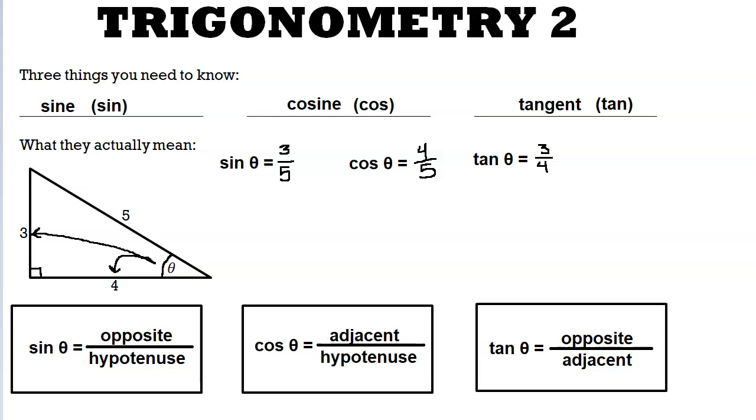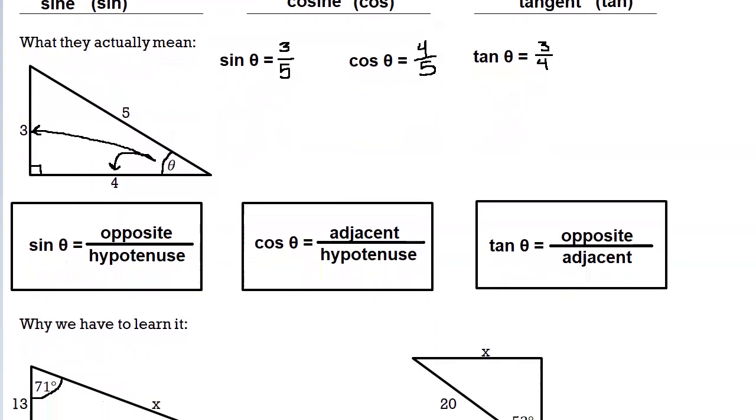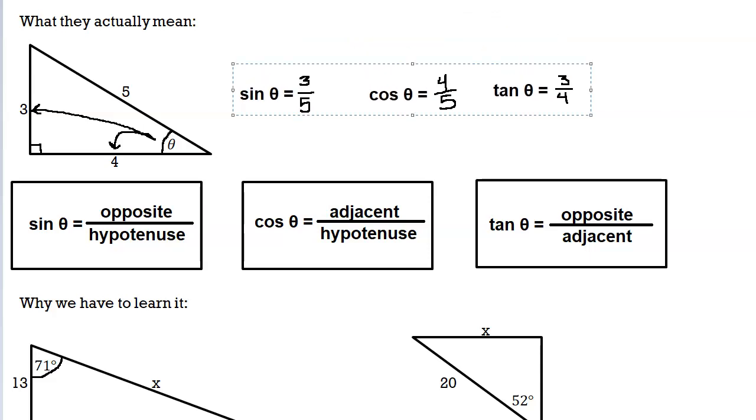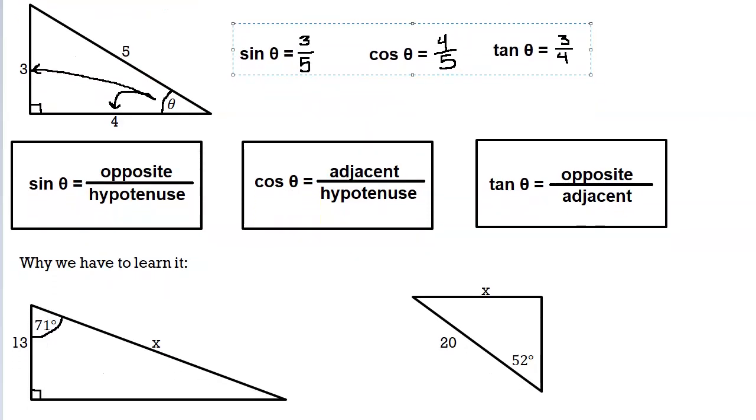All right, now why do we have to learn this stuff? What does this actually have to do with anything? Well, again, the Pythagorean theorem only goes so far. When we do problems like the one that you see right here, we can't use the Pythagorean theorem. We don't have enough information. The Pythagorean theorem is where you're given a couple sides, and you do a squared plus b squared equals c squared, and you find the third. This time around, all we've been given is one side and one angle.